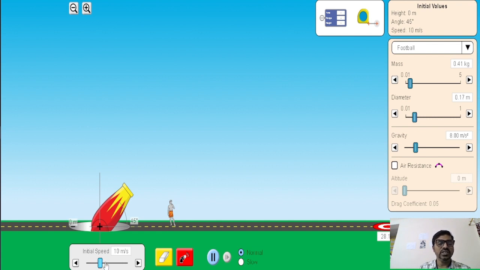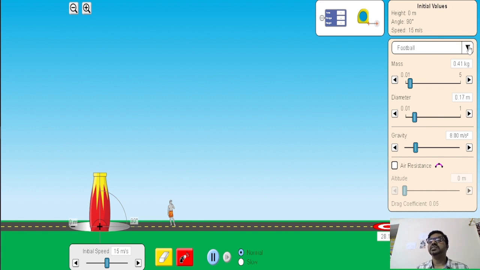This one is initial speed, also called speed of projection. It can vary from 0 to 30 meters per second. I'll make it, let's say, 15 meters per second to start with. And then we also have another parameter, which is angle of projection. It can vary from at least 25 degrees to 90 degrees, 90 degrees from horizontal, meaning it is vertically upwards.